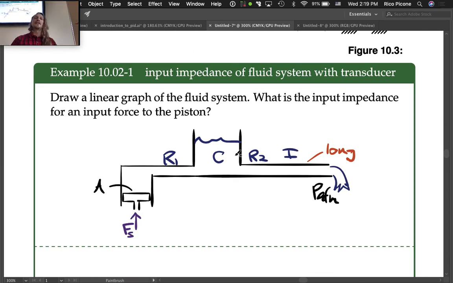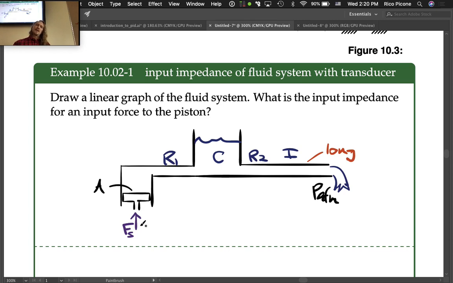Okay. So draw a linear graph of the fluid system. So it's actually a mechanical fluid system because we've got this piston cylinder, right? What is the input impedance for an input force to the piston? So we got the schematic. There's a tank of fluid here. We have a piston cylinder that has a force input to it. So the piston, probably we can assume that it's massless because most likely it's going to be a small effect compared to the other forces on this piston.